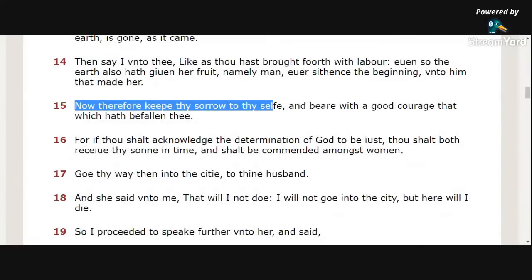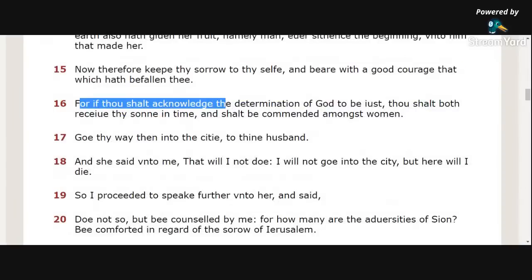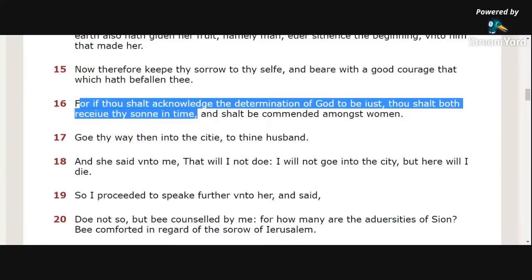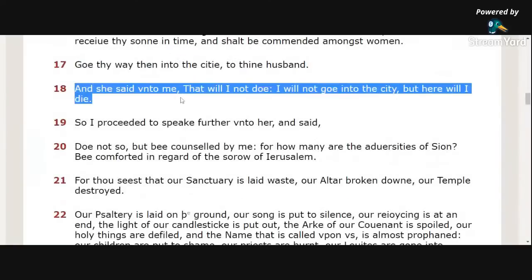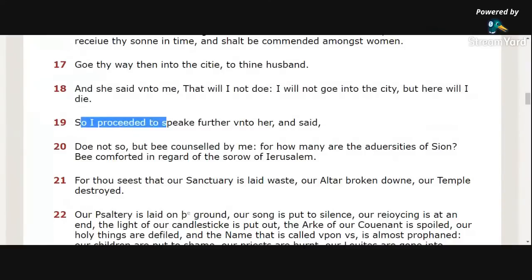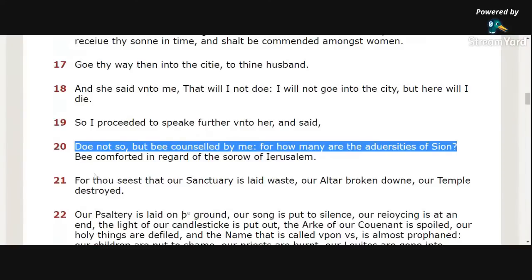Now, therefore, keep thy sorrow to thyself and bear with a good courage that which hath befallen thee. For if thou shalt acknowledge the determination of the Most High to be just, thou shalt both receive thy son in time and shall be commended amongst women. This woman is Israel. Go thy way then into the city to thine husband. And she said unto me, that will I not do. I will not go into the city, but here will I die. Of course, it's a woman, but I mean, allegorically, it's Israel. So I proceeded to speak further unto her and said, do not so, but be counseled by me. For how many are the adversaries of Zion? The whole world hates the Israelites, all of them haters.